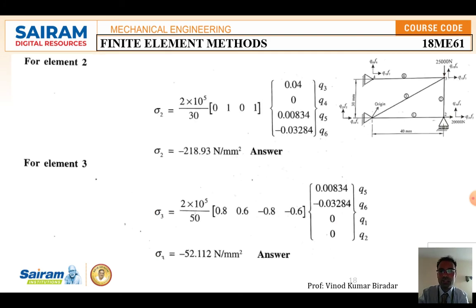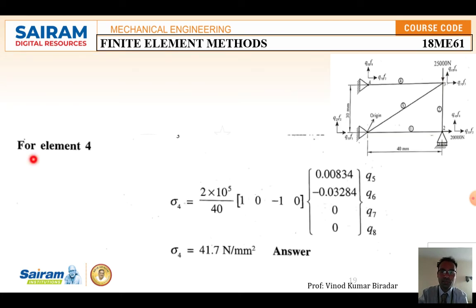Like that you calculate for the second element and third element; only the degrees of freedom change, since different elements have different node numbers. Like that you calculate the stresses of each element. For element 4 you are going to get 41.7 Newton per mm square.